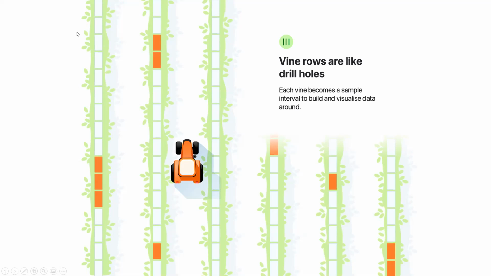So maybe one way that we could think about this is use the learnings from the drilling databases and apply them to vineyards using the vine as the sample. We treat our rows like drill holes. And next slide, move on.